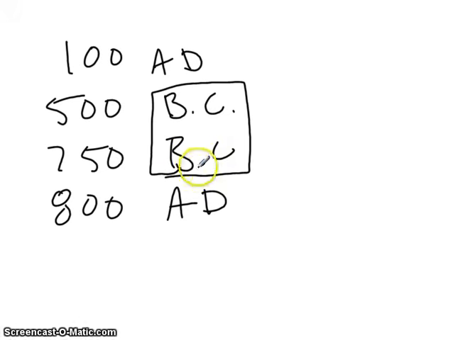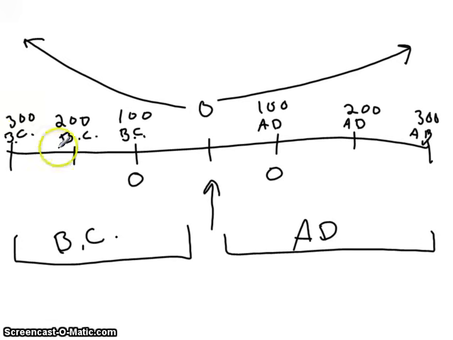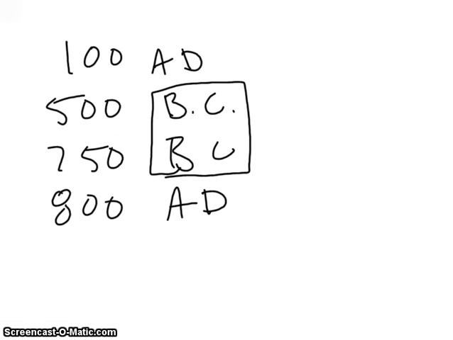And when you're looking at BCs, if you remember our timeline, the bigger numbers always happened first. So which of these dates has to be the first one? Well, the 750. This one had to happen first because it is the largest number and therefore the furthest to the left on our timeline. And then our only other BC date is 500, so that one has to have happened second, chronologically speaking.